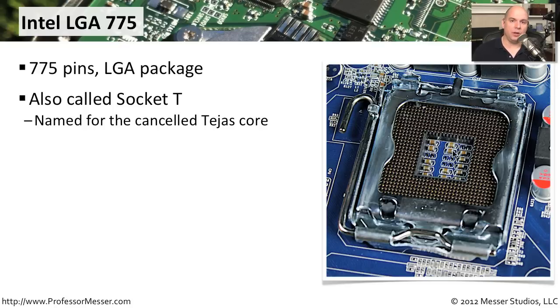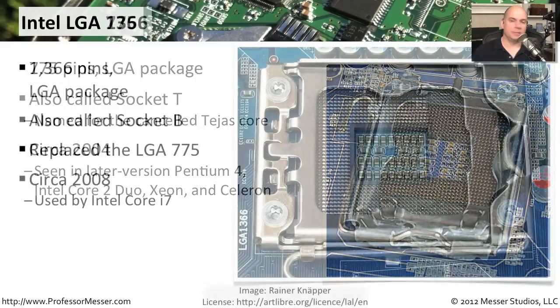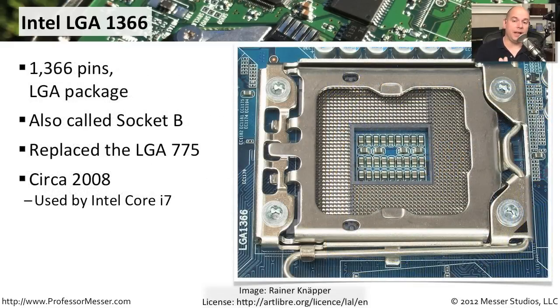This was also called a socket T. It stood for the Tejas core that ultimately was canceled by Intel, but they kept the name. So you may hear this referred to as either an LGA 775 or a socket T. This was around in about 2004. We saw this in some of the late model Pentium 4 and Intel Core 2 Duo, some Xeon, and some Celeron processors.